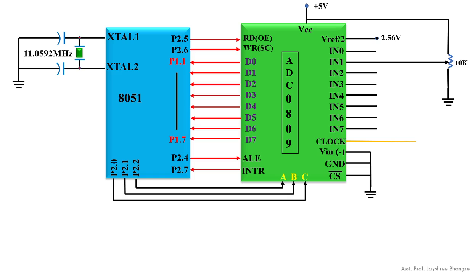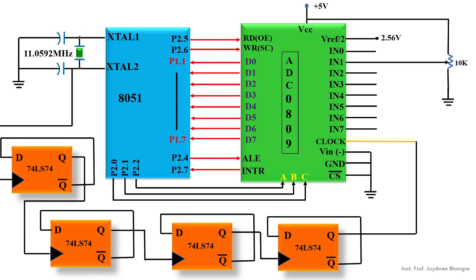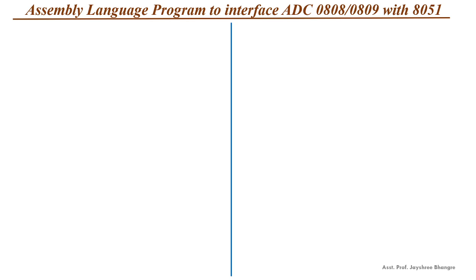Now, the crystal 1 and crystal 2 pins of the microcontroller are connected to the 11.0592 MHz crystal through these capacitors. And to divide this higher frequency, we have used this D flip-flop. So this will divide the higher frequency, that is the 11.0592 MHz frequency, into the frequency required for this ADC 0809 chip. So here the assembly language program is given to interface this ADC with a microcontroller.